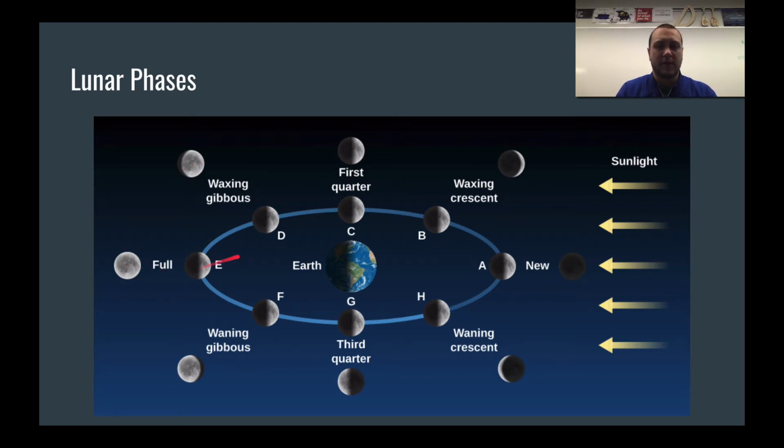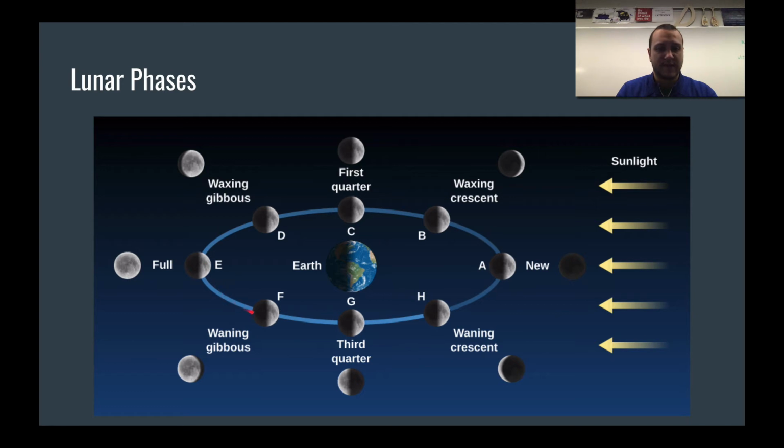Full moon, if we look here, the full moon is on the opposite side of the Earth as the sun, right? All the sunlight is going to hit this part of the moon right here. So now the dark side is the far side. The side that we see is then lit up.